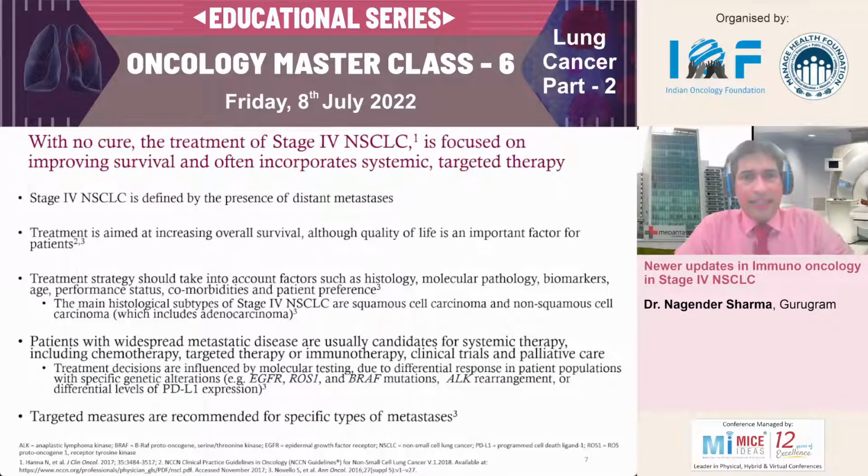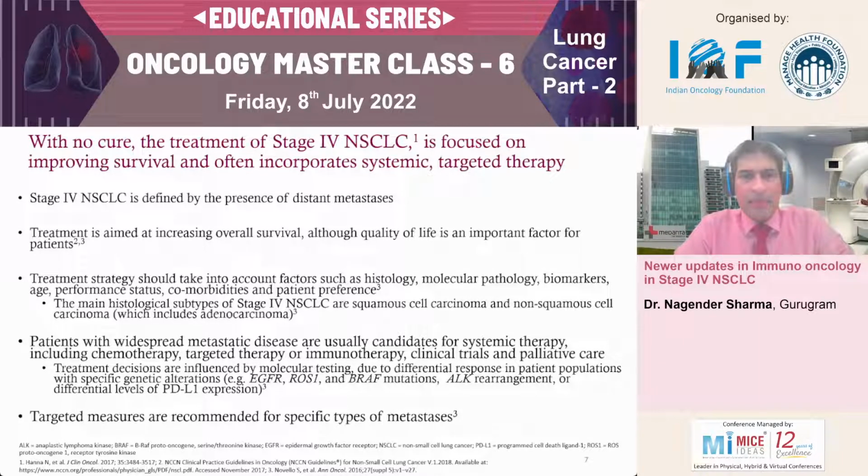With no cure, the treatment of stage 4 NSCLC is focused on improving survival and often incorporates systemic and targeted therapies. Stage 4 NSCLC is defined by the presence of distant metastasis. Treatment is aimed at increasing overall survival, although quality of life is an important factor in these patients, and treatment strategies should take into account factors such as histology, molecular pathology, biomarkers, age, performance status, comorbidities, and patient preference.